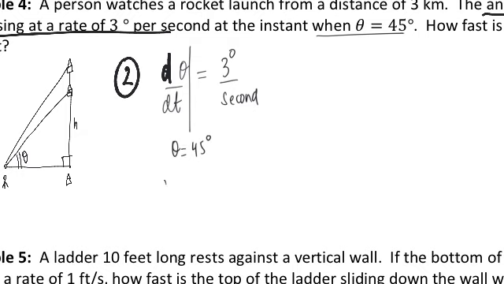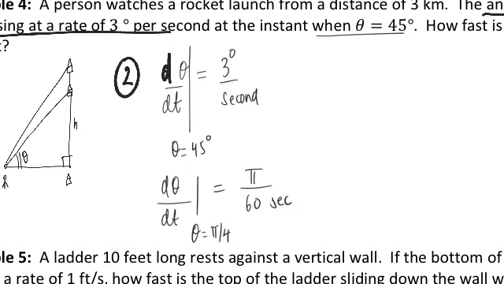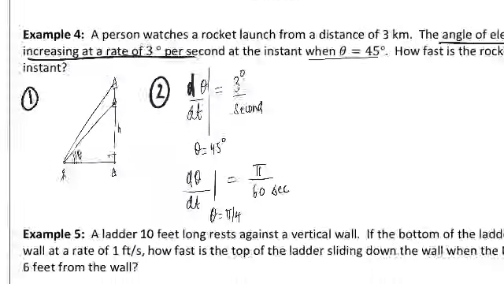In calc, we always want to be in radians, so I'm going to change this information into radians. When theta is equal to pi over 4 radians, the angle of elevation is changing at the rate of pi over 60. That's if you convert 3 degrees into radians, you get pi over 60 radians per second, right? And radians don't have any units, so we just write pi over 60 per second, right?